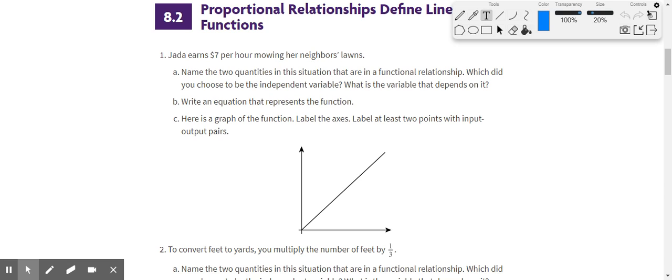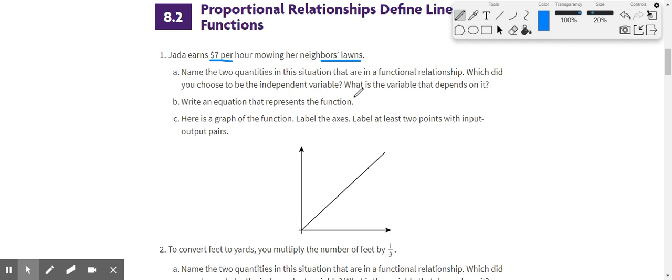So we read that Jada earns $7 per hour mowing her neighbor's lawns. So the two quantities that we're looking at here are $7 and number of lawns, how many lawns she mows. So the two quantities in this situation have a functional relationship, meaning how much money she makes depends on how many lawns she mows. So money is a function of how many lawns.